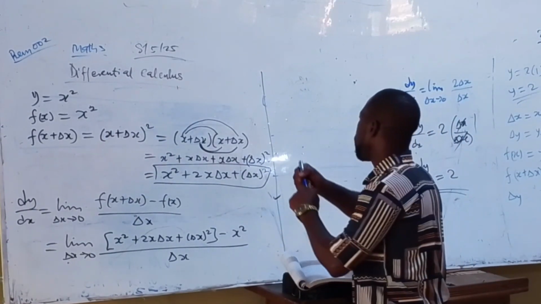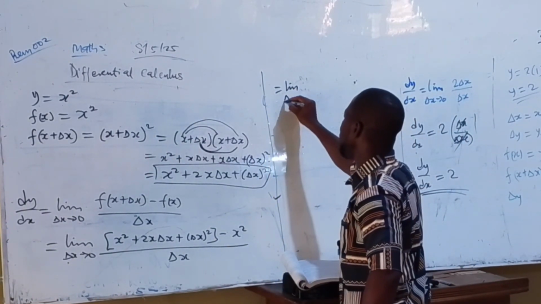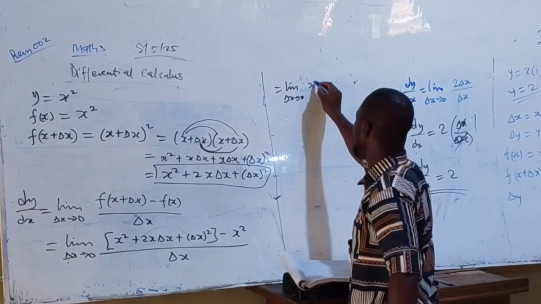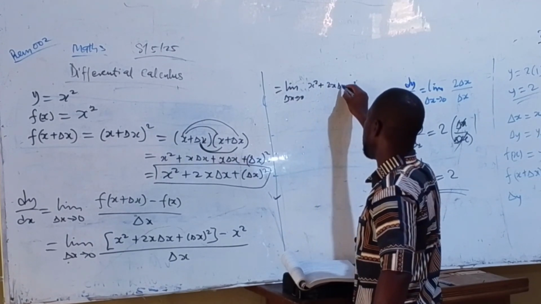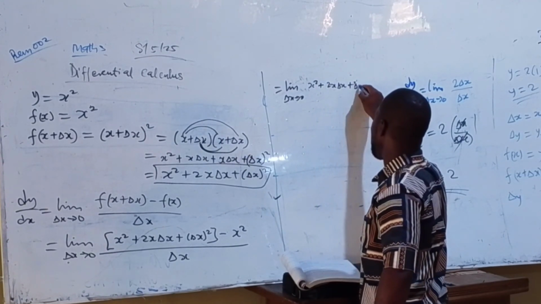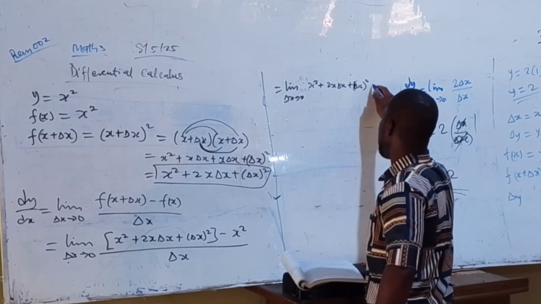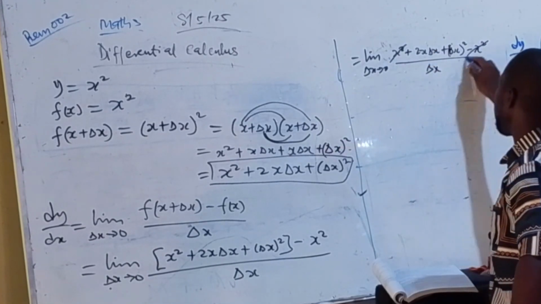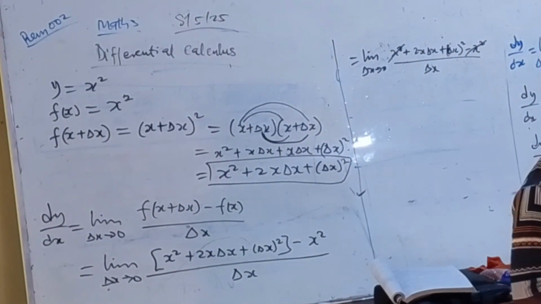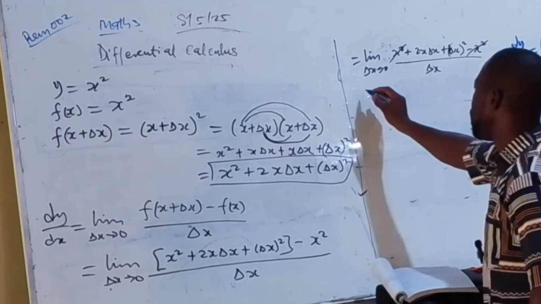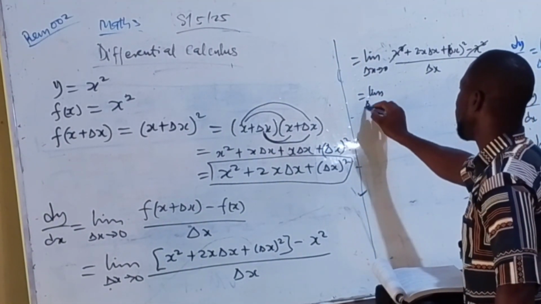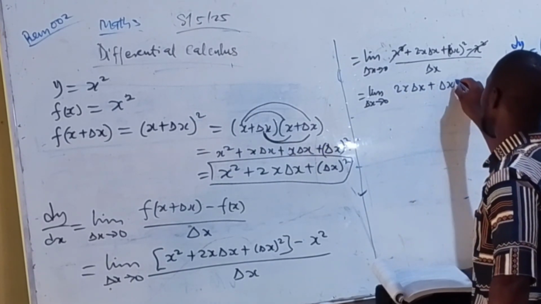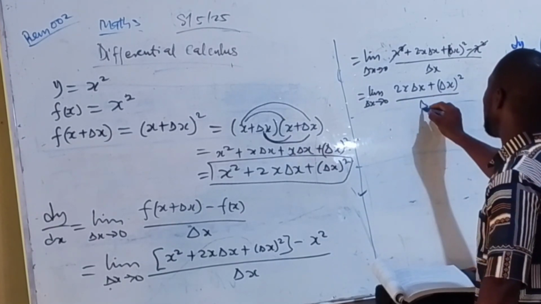So dy dx is now equal to limit as change in x tends to 0, x squared plus 2x change in x plus change in x squared, minus x squared, all over change in x. Note that x squared minus x squared is out. Are we together? So if that is out, we are left with limit as change in x tends to 0, 2x change in x plus change in x squared all over change in x.